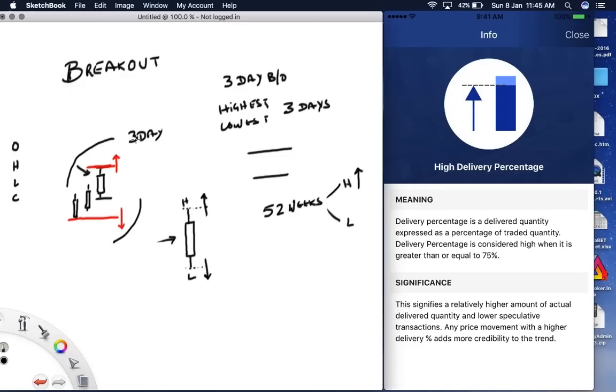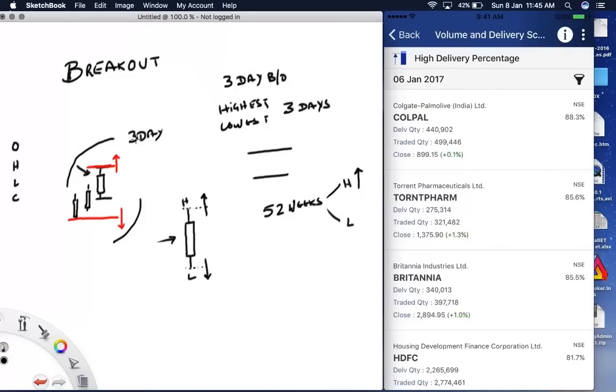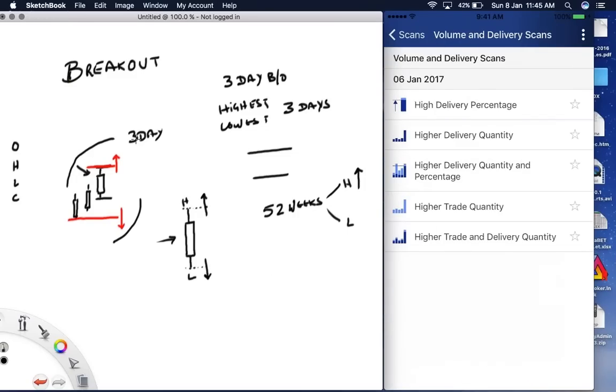So the small little I will help you understand what each and every one of these scans means. So let's say if you go back, and I like this one, the higher delivery quantity as well as percentage. When you tap on this, these are the stocks which are satisfied. If you want to know the concept, what higher delivery quantity and percentage means, tap on the I and you get the meaning defined in simple language and its significance.